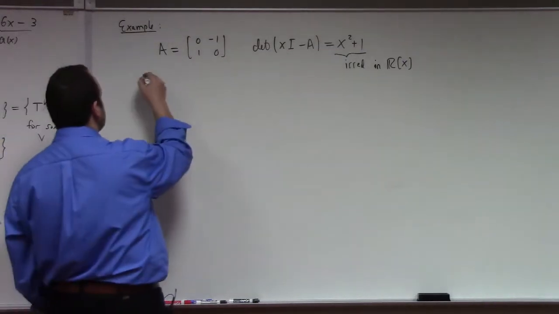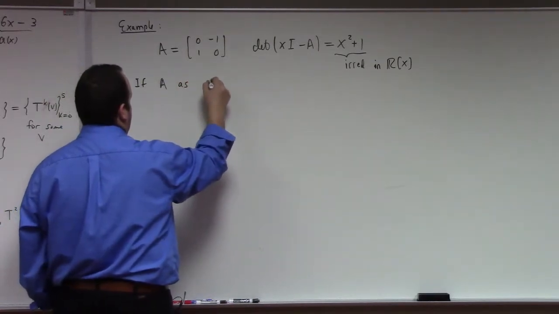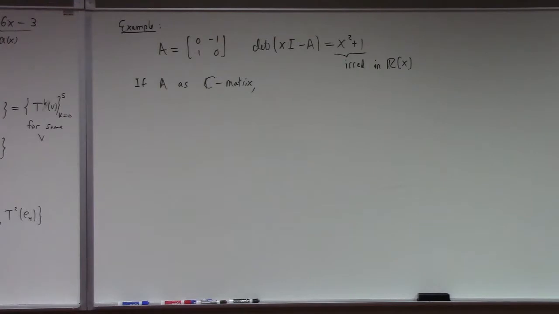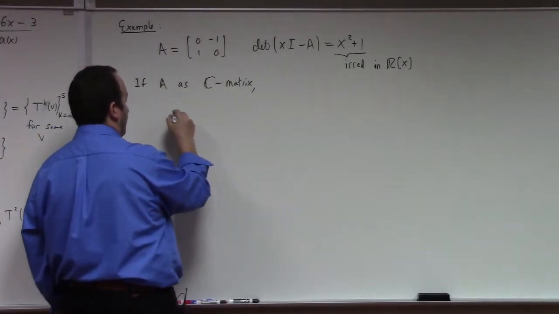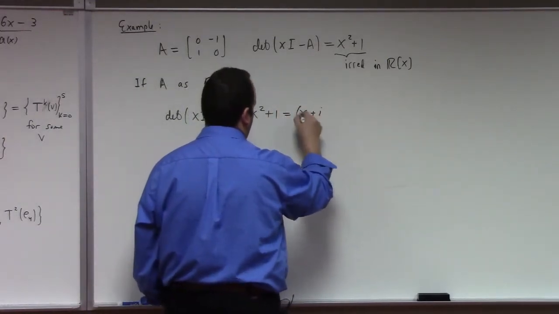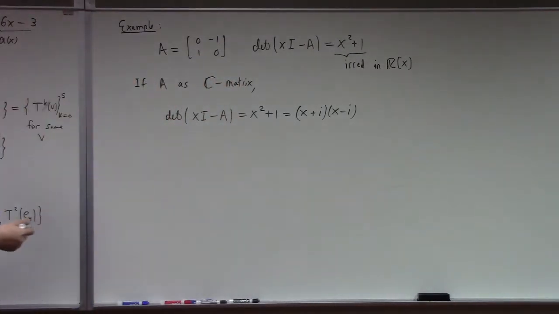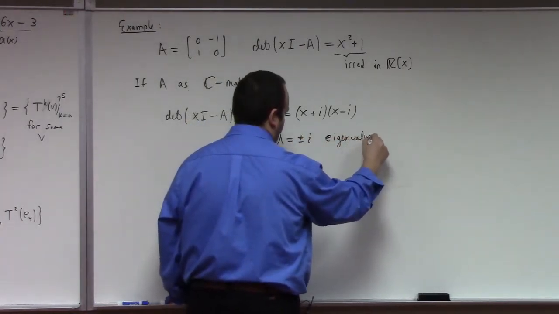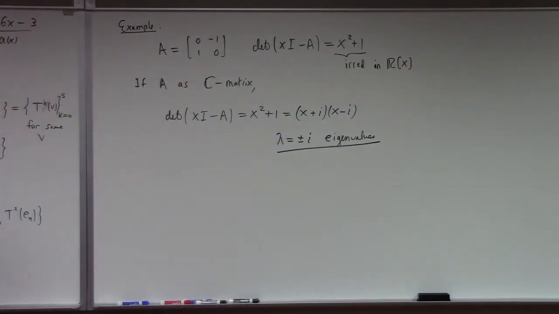But of course, if we think of A as a complex matrix, right? Every real matrix can be viewed as a complex matrix because the reals are a subfield of the complexes. Well, then, what happens? Then this splits, right? And so we have eigenvalues, lambda equals plus or minus i. So in contrast, the Jordan form, expanding your field of scalars could actually bring a Jordan form into existence.